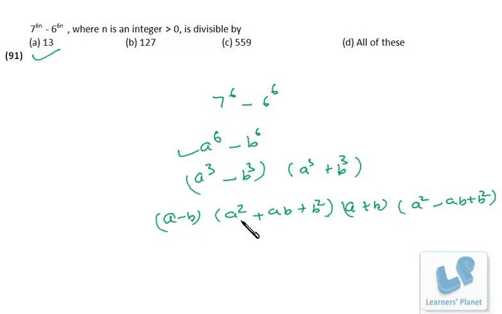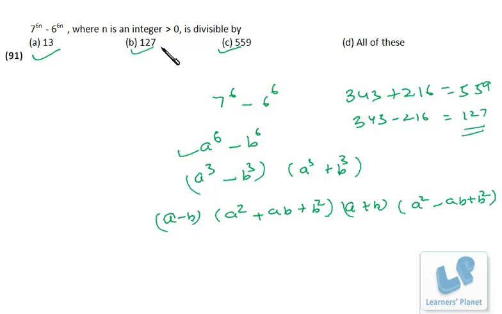Now this expression is also divisible by a square plus ab plus b square, so that we also have to see. Or I can say this expression is divisible by 7 cube minus 6 cube and 7 cube plus 6 cube both as well. Now what is 7 cube? That's 343. What is 6 cube? That's 216, right? So it will be divisible by 343 plus 216, that's 559. So it's divisible by 559 also. And 7 cube minus 6 cube, that's 127. So it is divisible by 127 also, right? So this expression is divisible by all of them. Okay, so the problem is simple, just simple factorization we are doing over here.